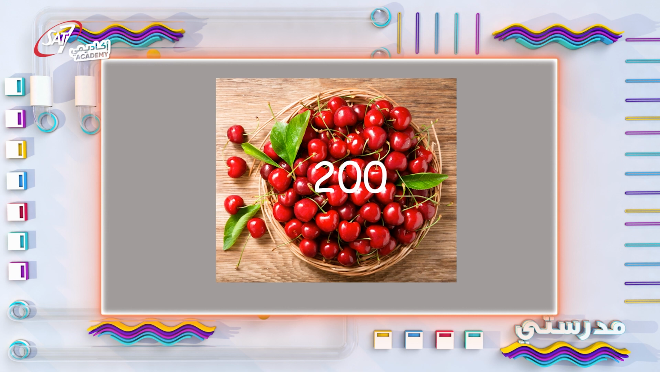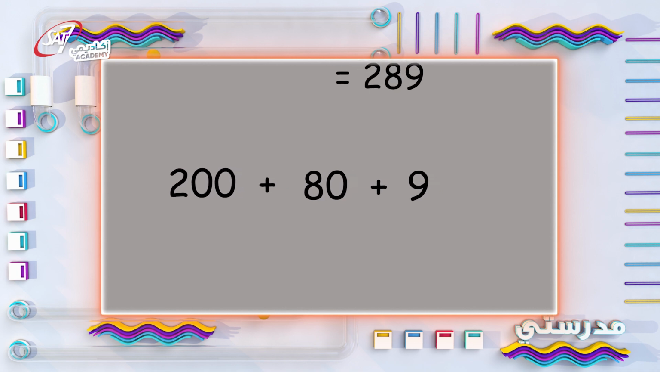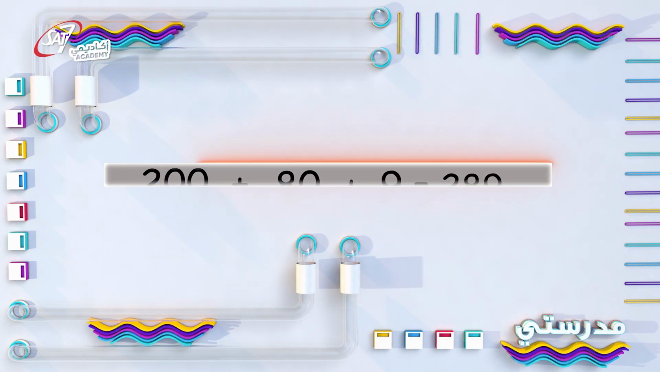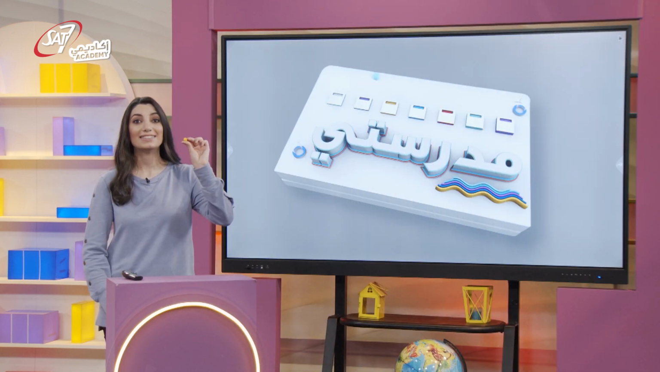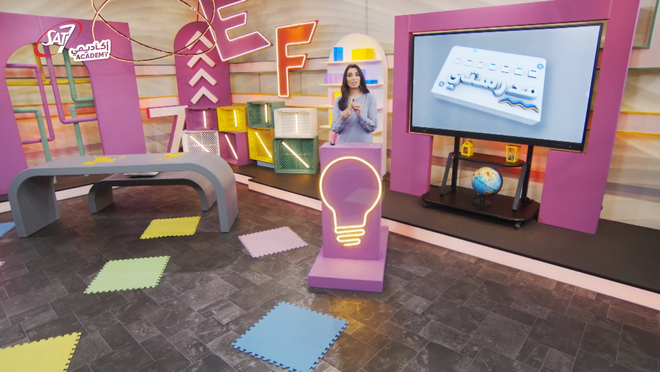Let's add to find the total number of cherries to find the sum. There are 200 cherries in a box, 80 in a basket, and 9 in my tummy. That's 289 cherries in all. Let's go back to the blocks. When we stack the ones, we get a 10. When we stack the tens, we get 100.